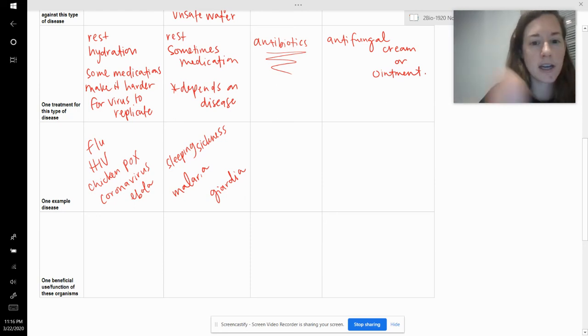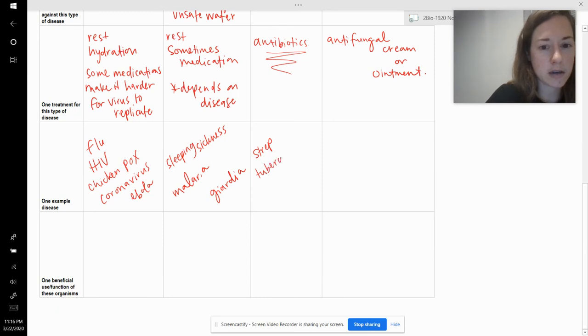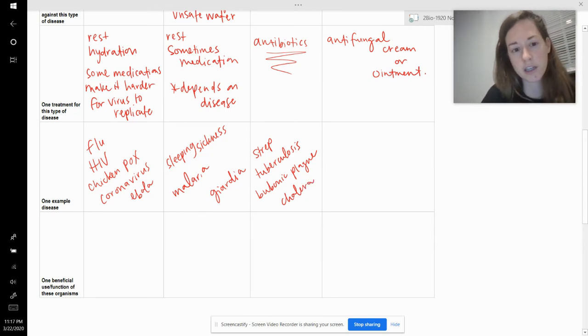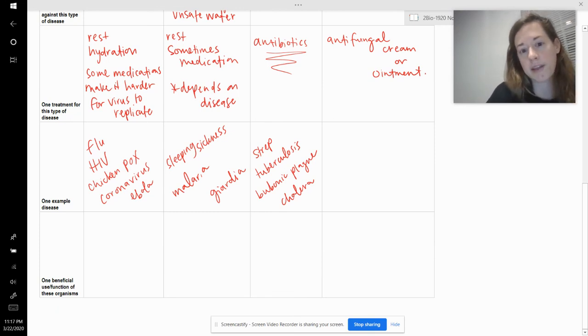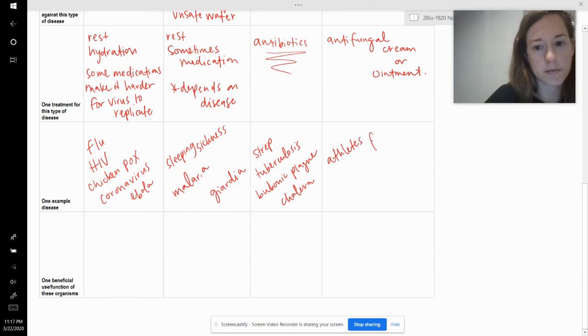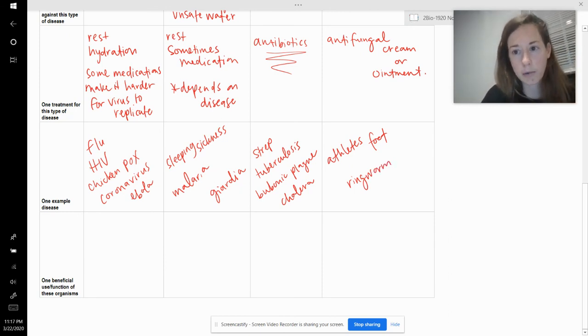For bacteria, strep throat, tuberculosis, bubonic plague, cholera. And again, any of the ones that you made your slide on, your bacteria slide, counts. And then for fungi, athlete's foot and ringworm are the most common examples.